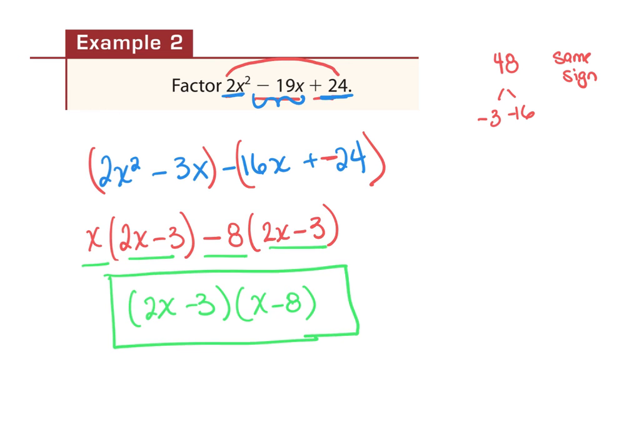You can check it by foiling. You can always check it by foiling. You can do a quick check just with your first and last terms. 2x and x give you 2x squared. -3, -8 give you positive 24, right? And then 2 and -8, -16, -3, -19. Your outer and inner should give you your middle term, all right? So everybody see what we're doing. Multiply across. You have a new number. Look for those factors that give you the middle term. Rewrite it as 4. Factor by grouping.